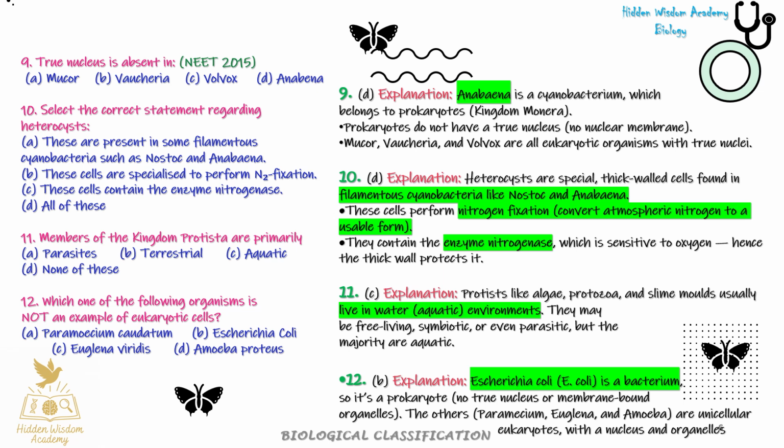Prokaryotes do not have a true nucleus, no nuclear membrane. For example, Mucor, Vaucheria, and Volvox are all eukaryotic organisms with true nuclei. So, option D is the correct answer.